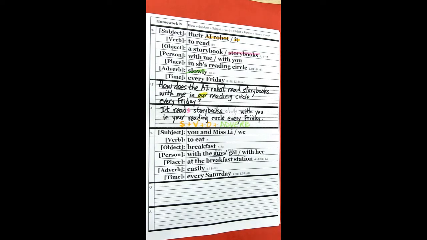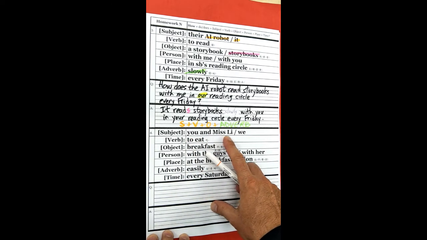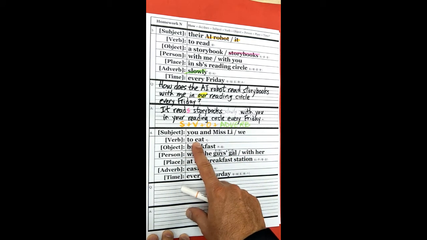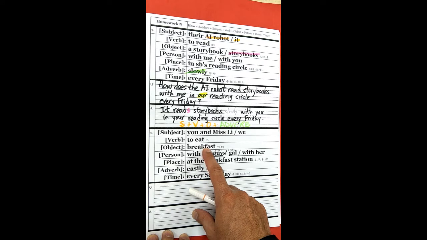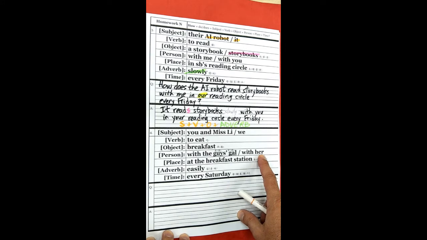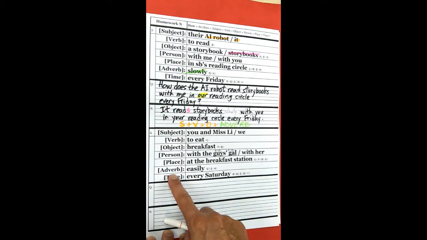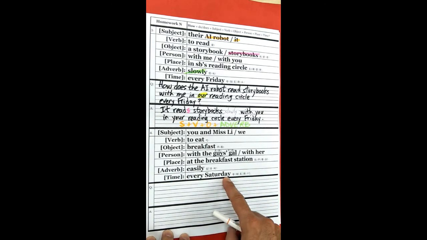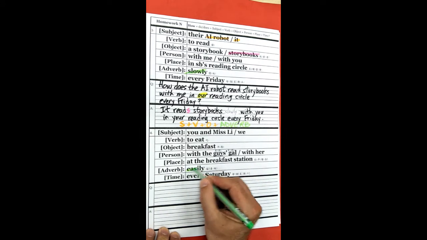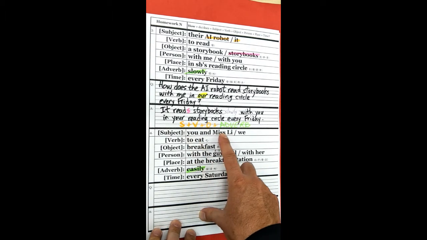All right, number 4 is easy. Let's do it together. Go. Subject, you and Miss Lee. We. Verb, to eat. Object, breakfast. Person, with the guys. Gal, with her. Many guys, one girl. Place, at the breakfast station. Adverb, easily. Time, every Saturday. Remember, easily is the answer. All right, it's very easy. Let's begin. You and Miss Lee, 2 people.